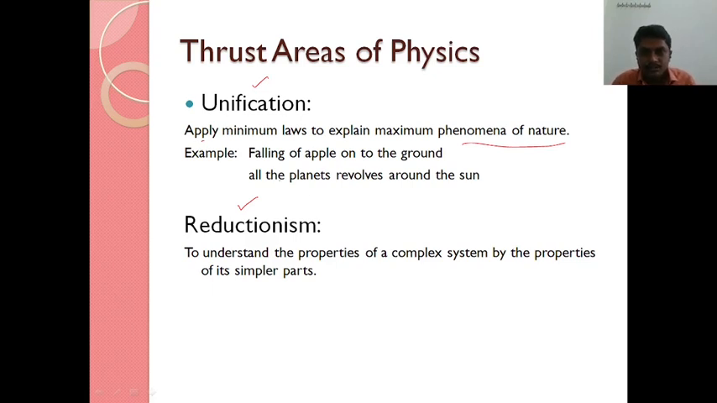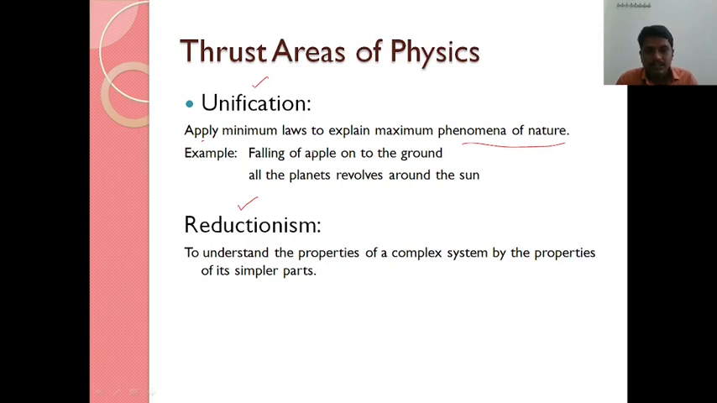If you are able to explain a large number of natural phenomena with a very small number of principles, it is said to be unification. For example, if with 10 principles we can explain 1000 phenomena, that is called unification. And the next one is reductionism. For example, there is a complex system, like sending rockets.